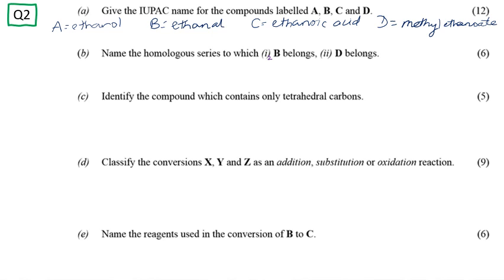Next, name the homologous series to which B and D belong. Again, we said that already. We said B is an aldehyde and D is an ester.